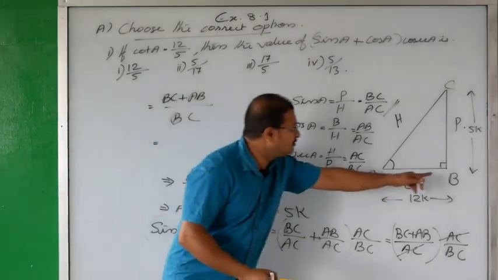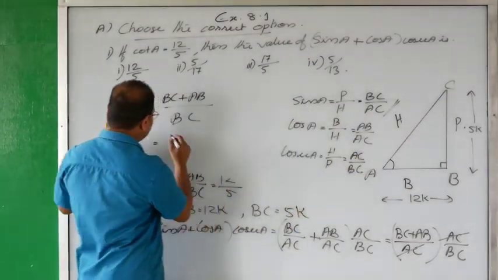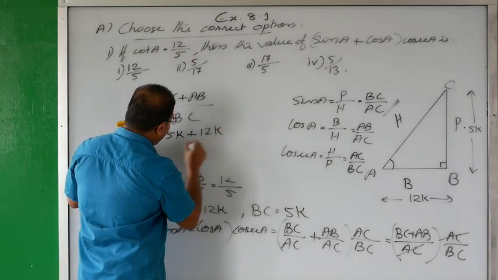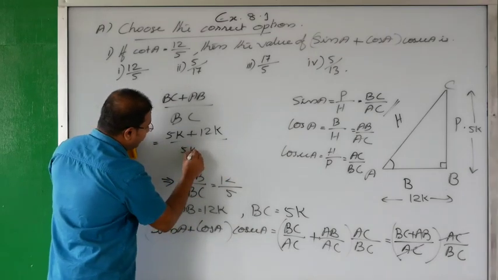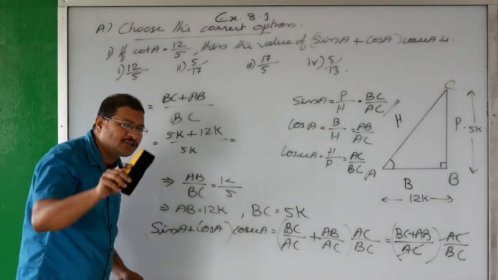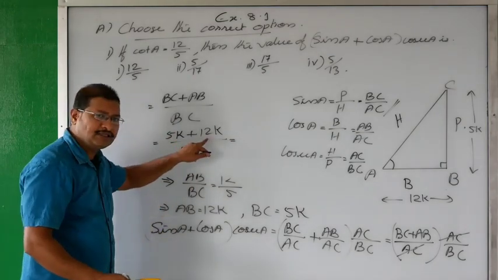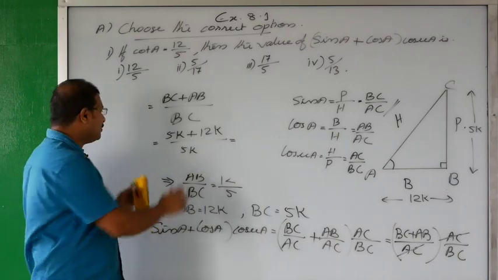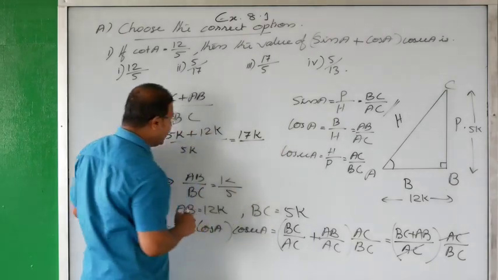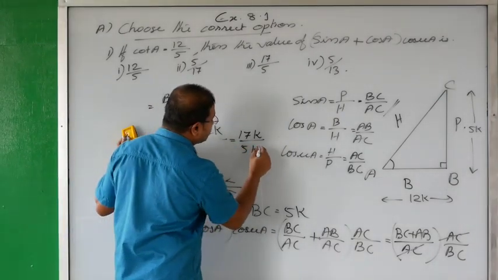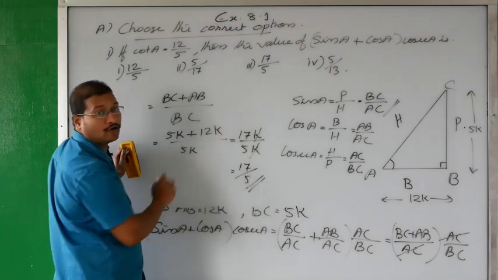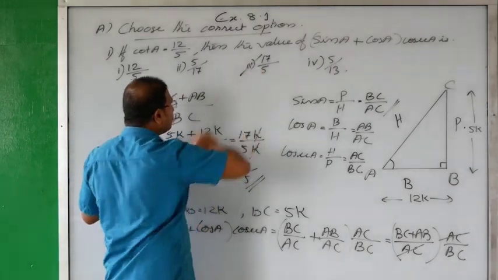What is the value of BC? 5K. So 5K plus AB, 12K, divided by BC, 5K equals. See, 5K plus 12K means 5 mango plus 12 mango. 5 plus 12 means 17K divided by 5K. We'll cancel K, K, and get 17 by 5. So please see that option. The third will be the right option.